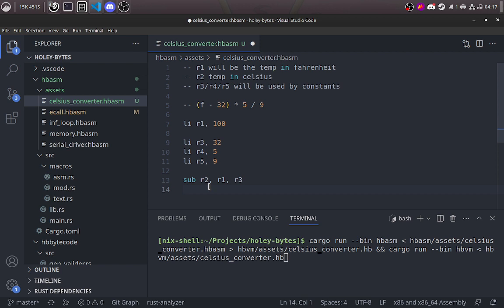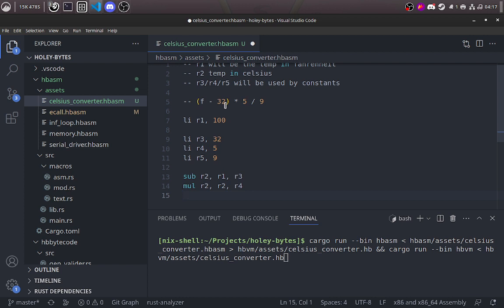Alright, and now we will, as order of operations says, multiply. And we will again store our result in R2. R2 will be where we pull our first number on this side, and our constant will be R4.